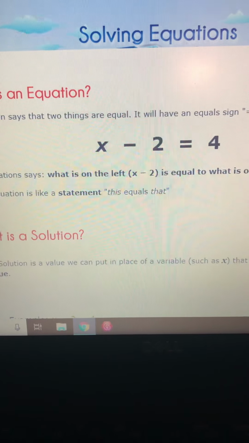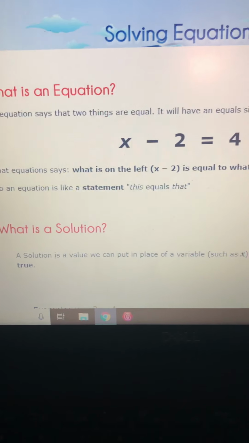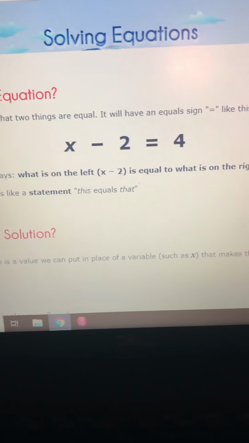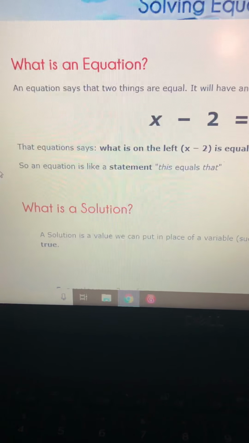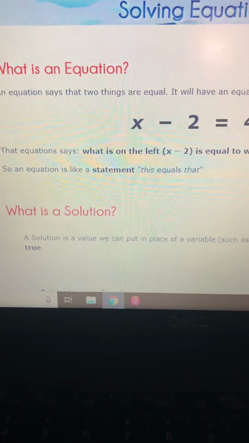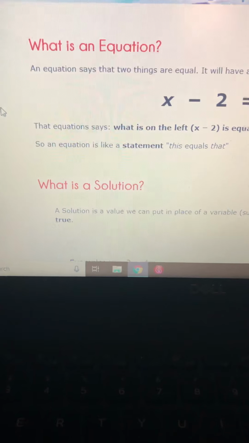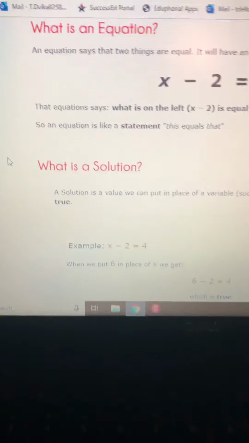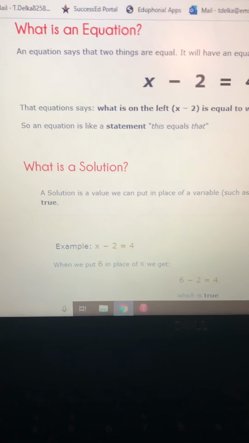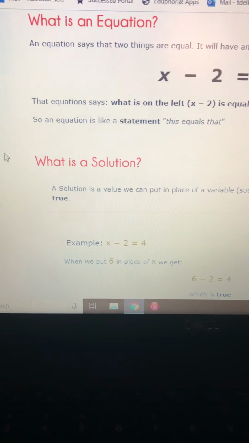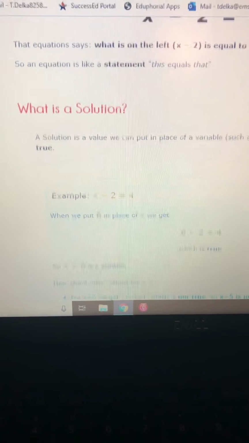So x minus 2 equals 4. That equation says what is on the left, which is x minus 2, is equal to what is on the right, which is the number 4. So an equation is like a statement: this equals that. You can even talk about it without numbers, like Miss Delka equals teacher, or you equals student. Even in terms like that, it helps to better understand it.